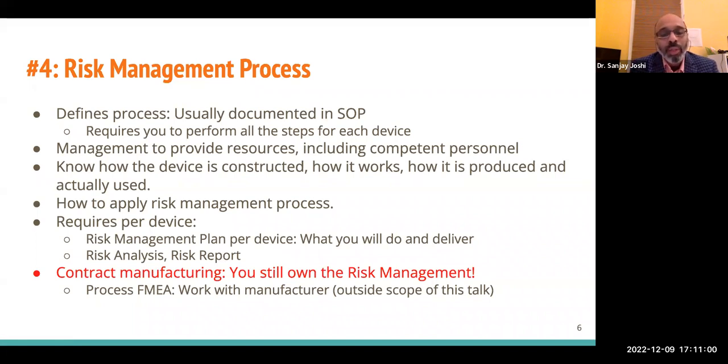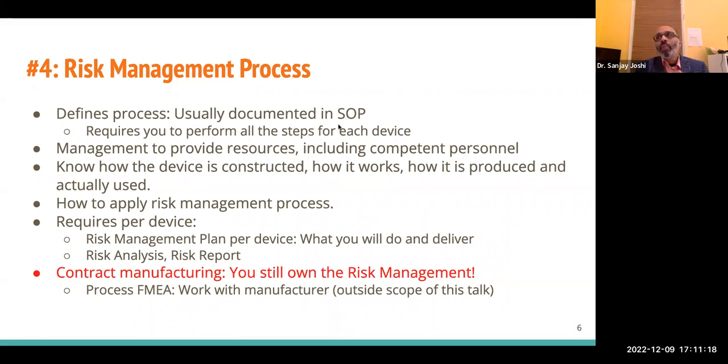So one question I often get is, do we really have to do it? Because all we do is we design the product, and we have a contract manufacturer who makes the product. And unfortunately, the answer is no, you still own risk management. Ultimately, who is the manufacturer of the device, that's what really matters.